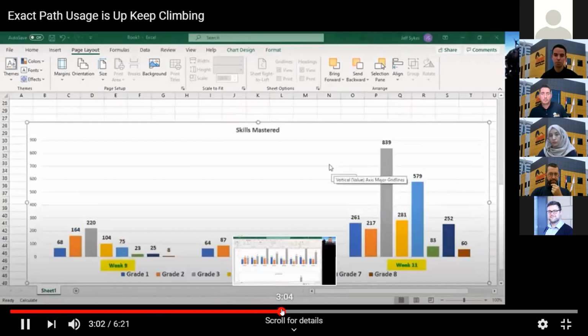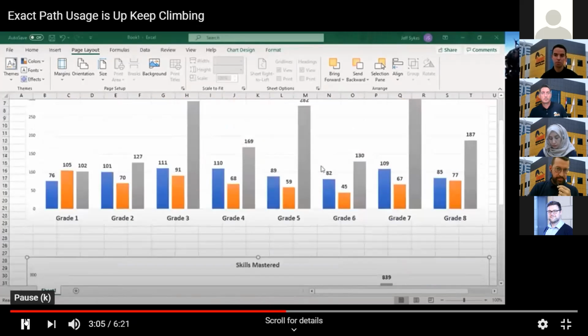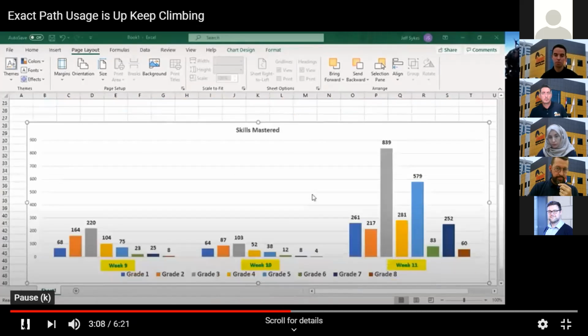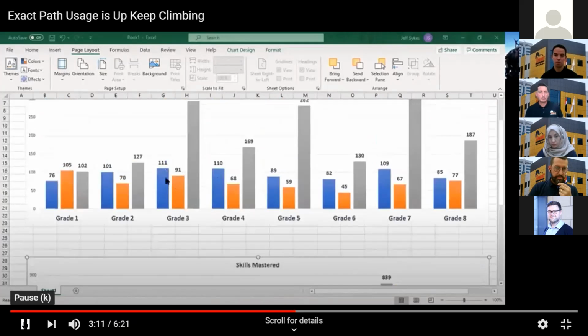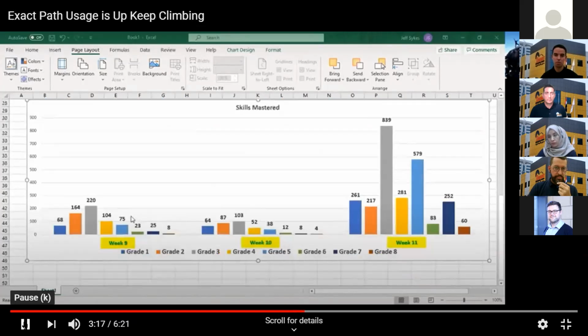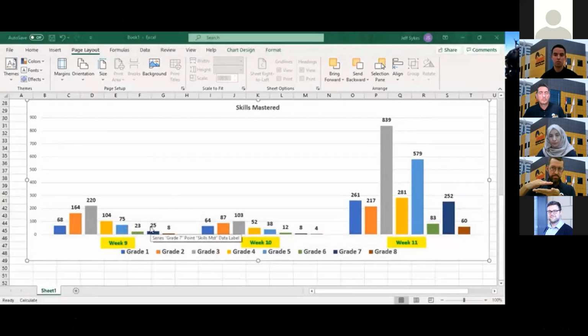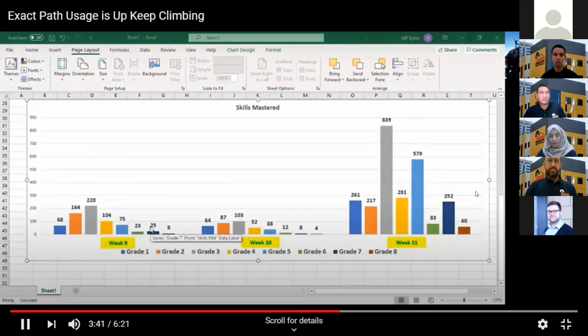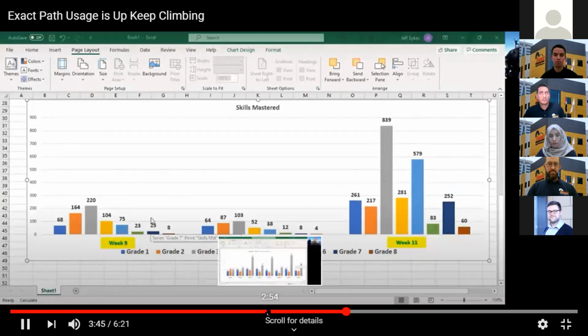Now, these are the skills mastered that the students are mastering during the time that they've spent. If you look here and you see these low numbers in week 9 and week 10, this is how many skills a grade 1 student was mastering on average that week. Grade 2, grade 3, grade 4. So you can see in week 9, the skills that students were mastering were significantly low, meaning there were not as many students on ExactPath mastering skills, and they weren't mastering as many.